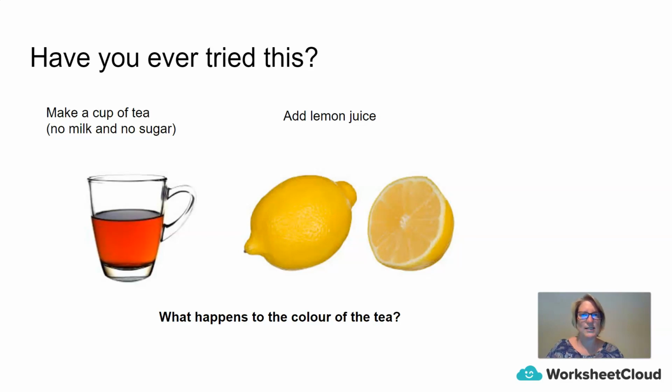It doesn't matter what type of tea you use. Then you can go and get some lemon juice. It doesn't have to be from a fresh lemon. Hopefully somewhere around the house you have some bottled lemon juice. And I want you to slowly add drop by drop or squirt by squirt of lemon juice to your cup of tea, and I want you to see what happens to the color of the tea.